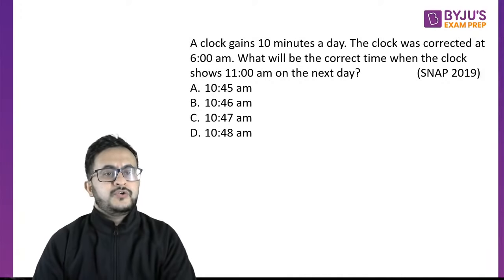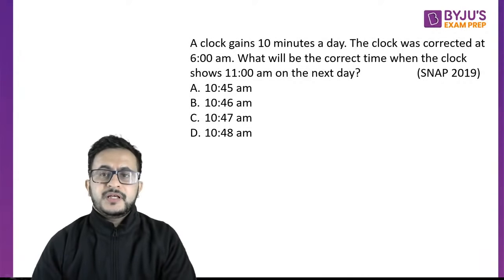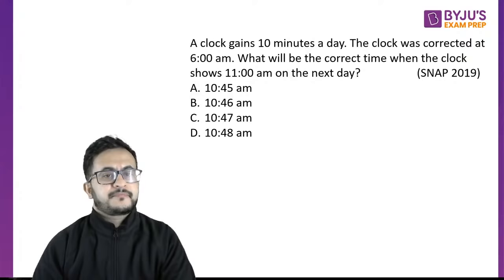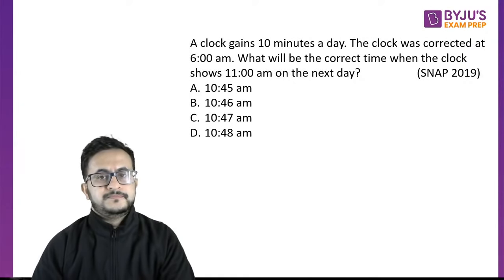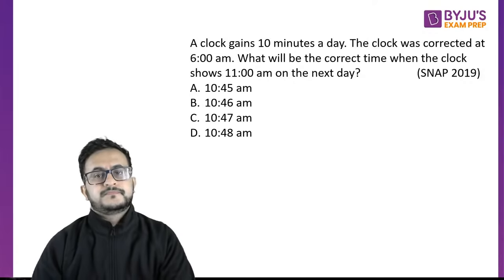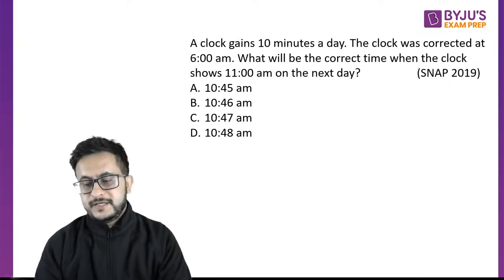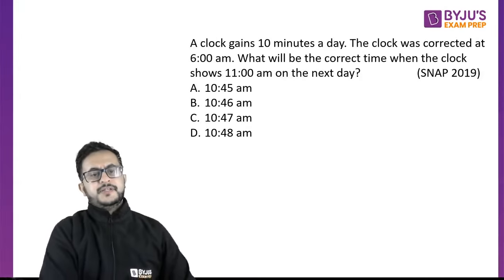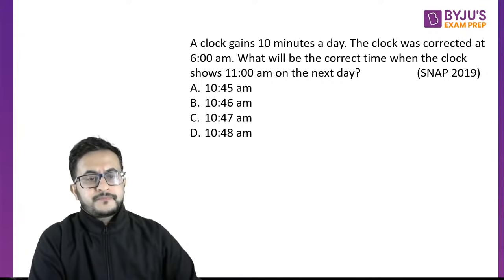Now this is on slow and fast clocks. It says a clock gains 10 minutes in a day. The clock was corrected at 6 a.m. What will be the correct time when the clock shows 11 a.m. on the next day? So it is said that the clock gains 10 minutes in a day. हर दिन 10 minutes increase हो जाते हैं उसमें.